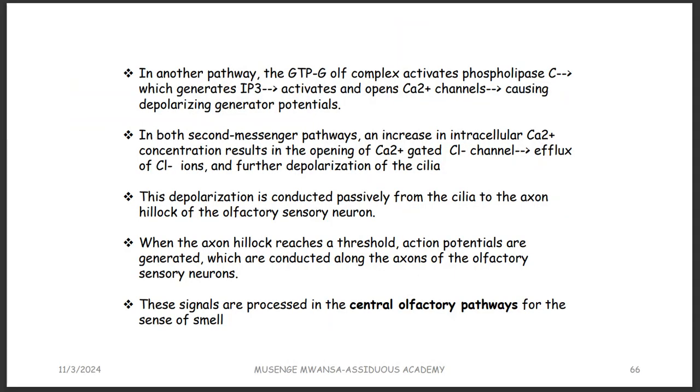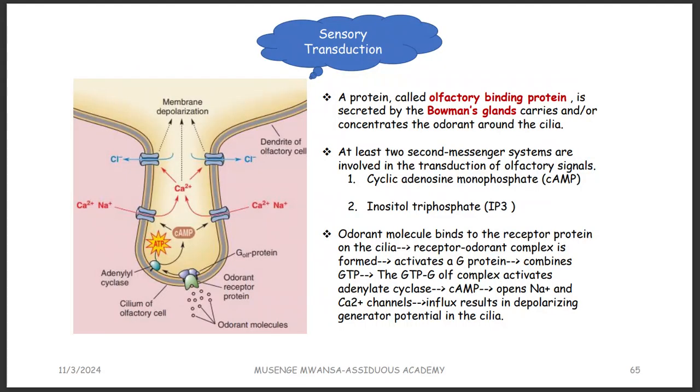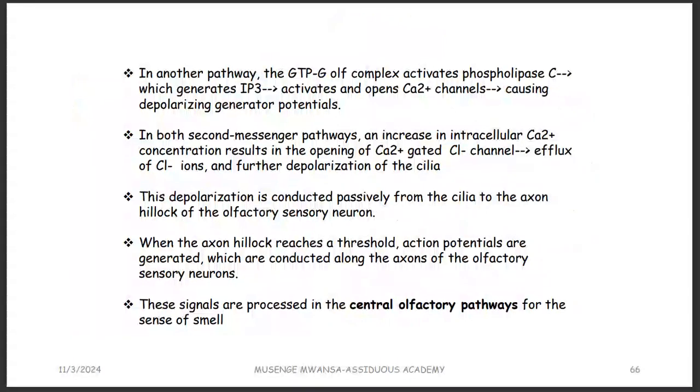Another mechanism is that when the odorant binds to the G protein and causes the binding of GTP to the G protein, instead of that guy activating adenylate cyclase, you can as well activate phospholipase C, and that phospholipase C can form IP3. IP3 can still activate the calcium channels, and that will still cause the depolarizing generator potential.